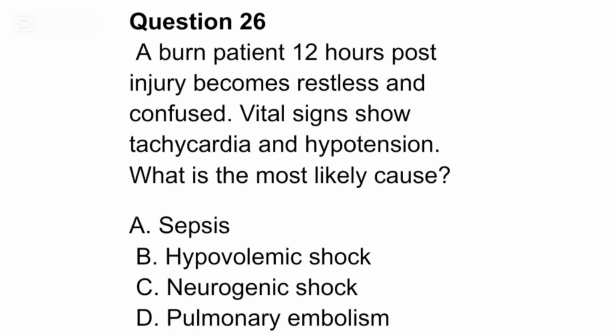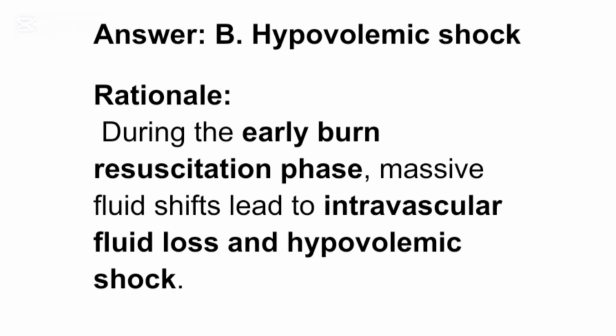Question 26. A burn patient 12 hours post-injury becomes restless and confused. Vital signs show tachycardia and hypotension. What is the most likely cause? A. Sepsis, B. Hypovolemic shock, C. Neurogenic shock, D. Pulmonary embolism. Answer: B. Hypovolemic shock. Rationale: During the early burn resuscitation phase, massive fluid shifts lead to intravascular fluid loss and hypovolemic shock.